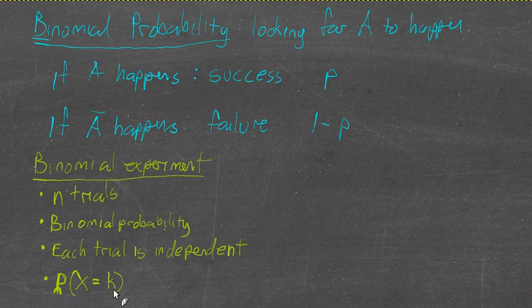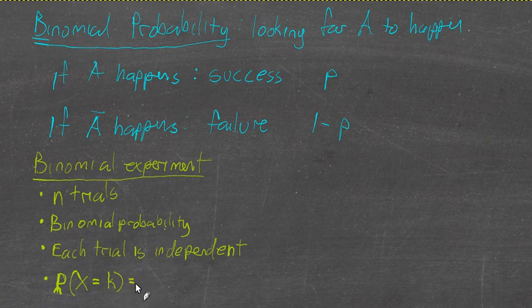K would be the number of times that you succeed. So if I flip a coin 20 times, 20 trials, that's n, and I want to know the probability that I will come up with heads exactly 7 of those 20 times, well, 7 is k. K is the number of times that you get the result that you want. So the probability that the random variable X is equal to k, the random variable X in this experiment would be 7 heads. So the probability that X is 7 in that case, because k is the number of times we want to have this success.